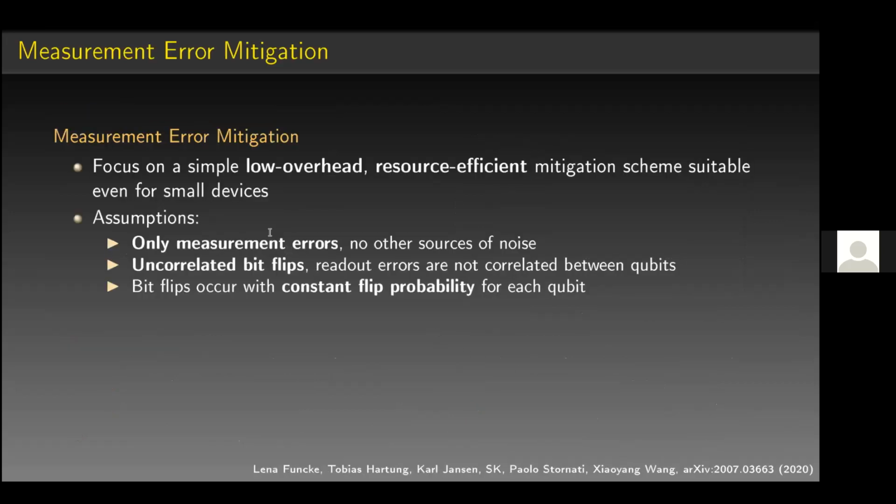So what we want to do here is to develop a simple, low overhead, resource efficient mitigation scheme that is suitable for small devices, but can also be applied to larger devices. For all that follows, I want to make a few assumptions, namely that measurement errors are the only errors on the device. I don't consider anything else. That measurement errors arise from bit flips, meaning erroneously recording a 0 as a 1 and vice versa, and that these readout errors are uncorrelated between different qubits, and that these bit flips occur with a constant probability for each qubit.